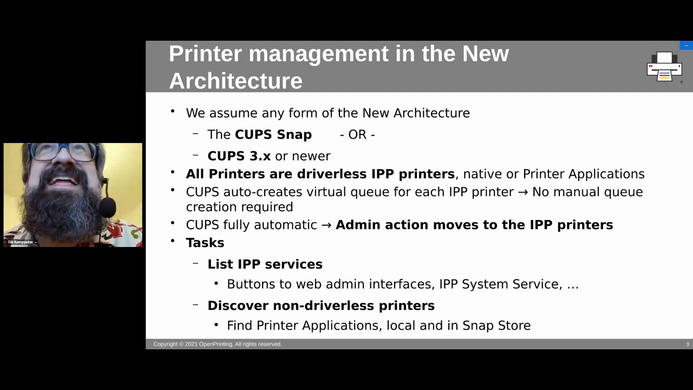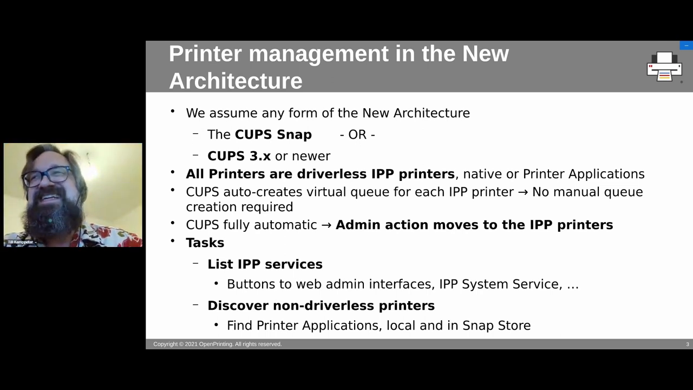Gil, can I have a question? So the basic idea of discovering those non-driverless printers is to run some classic CUPS backend, and after that you will have some database of which printer is supported by which printer application. The exact architecture we must still determine. The approach of using the CUPS backends, or at least their code, perhaps we can even convert them to filter functions. These architectural details we have to look after later.